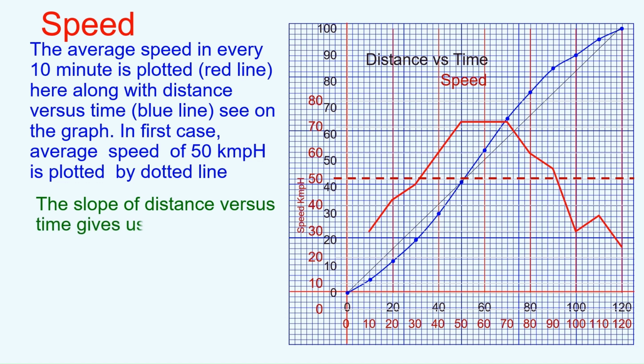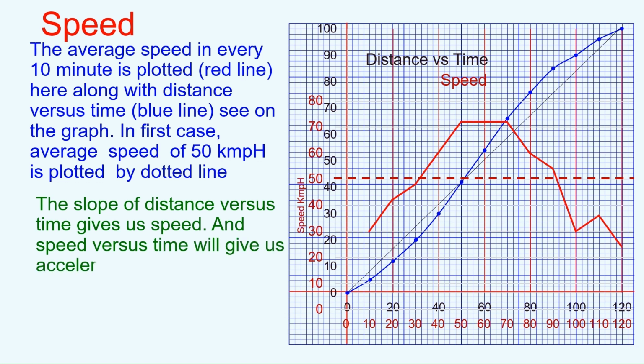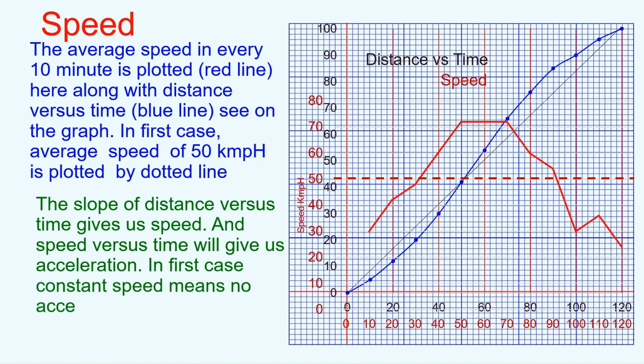The slope of the distance versus time gives us the speed, and the slope of the speed versus time will give us the acceleration. In the first case, the speed was constant. It means no acceleration.